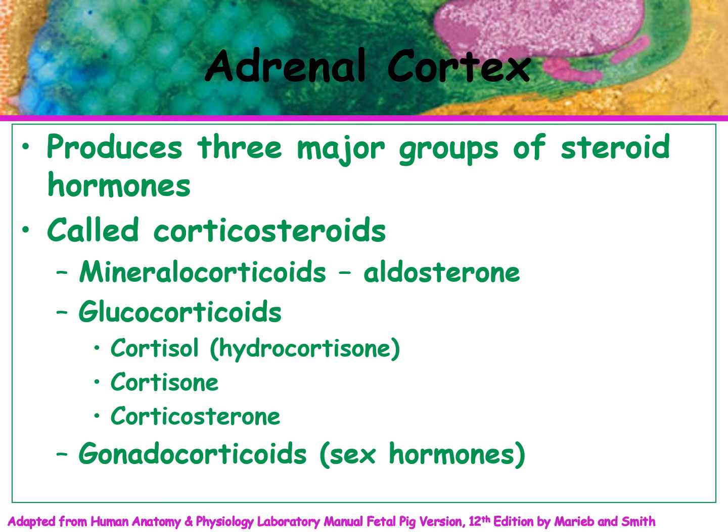The first zone is called zona glomerulosa, and it produces mineralocorticoids. The second zone is called zona fasciculata, and it produces glucocorticoids. And the third zone is called zona reticularis, and it produces gonadocorticoids. When we look at the histology of the adrenal cortex, we'll review the types of hormones each zone produces, and a good mnemonic for helping us to remember the zones and what they produce.